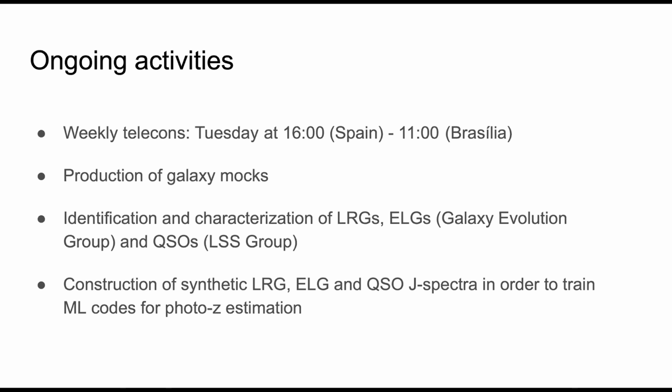In particular, we are not done yet, but we aim to build big synthetic catalogs of LRGs, ELGs, and quasars, with the full synthetic J-spectra. One of the main motivations is to train and test machine learning codes for photo-z estimation, and also other alternatives. Carlos will later discuss a little bit the quasar part.